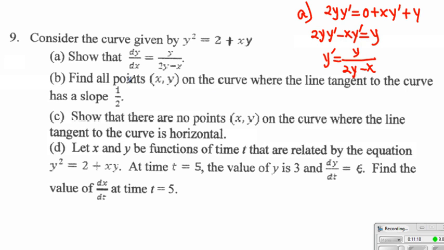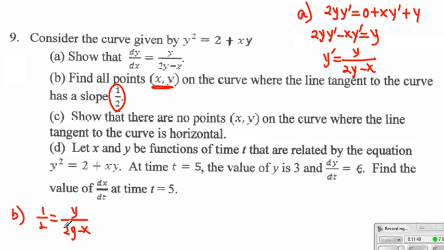Now part B: find all points x comma y on the curve where the line tangent has a slope of 1/2. We want to find the x and y values. Now slope is 1/2, that means we have to use the first derivative. So 1/2 must be equal to the first derivative, which is y over 2y minus x.